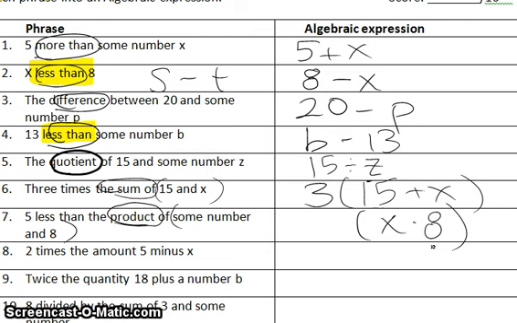There's my less than again. I've got to pay attention to the order. This means I'm taking away 5 from this. So here's my starting amount. I am taking away 5. Make sure it's in that order.